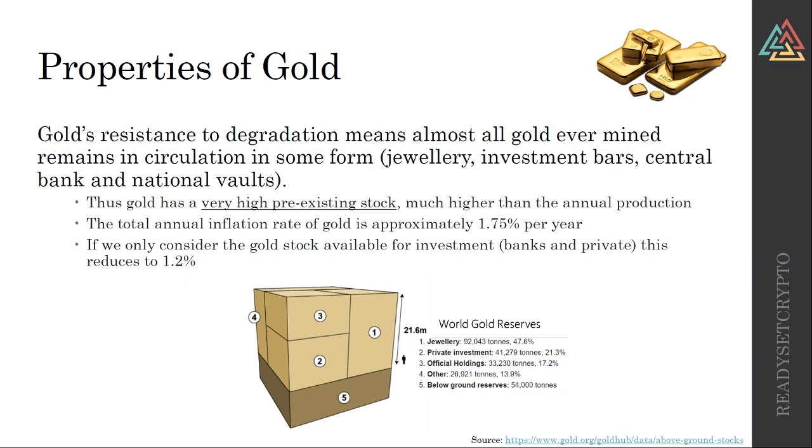So if you're looking at how much is actually available to buy as an investment, and you do 1 over 1.2%, you get that 101 stock to flow ratio. So the actual amount that you could buy as an investment is substantially less in terms of the annual flow. So that's really what gives it that difference there.